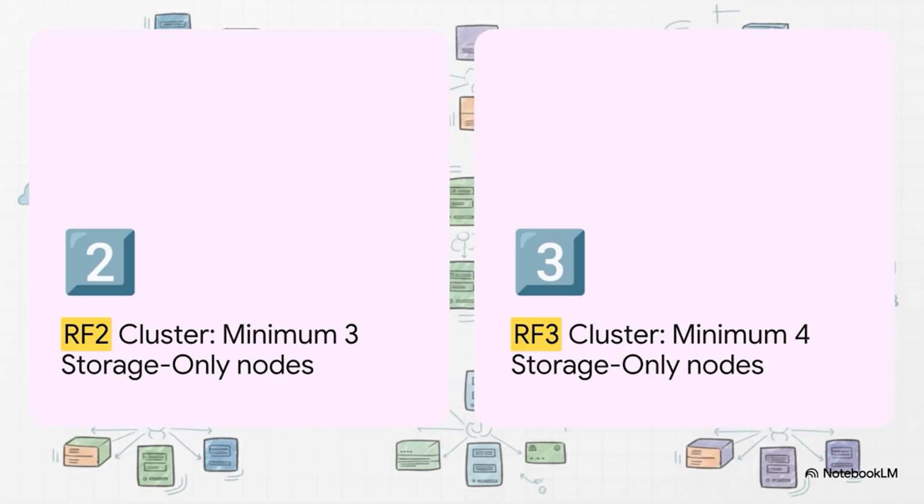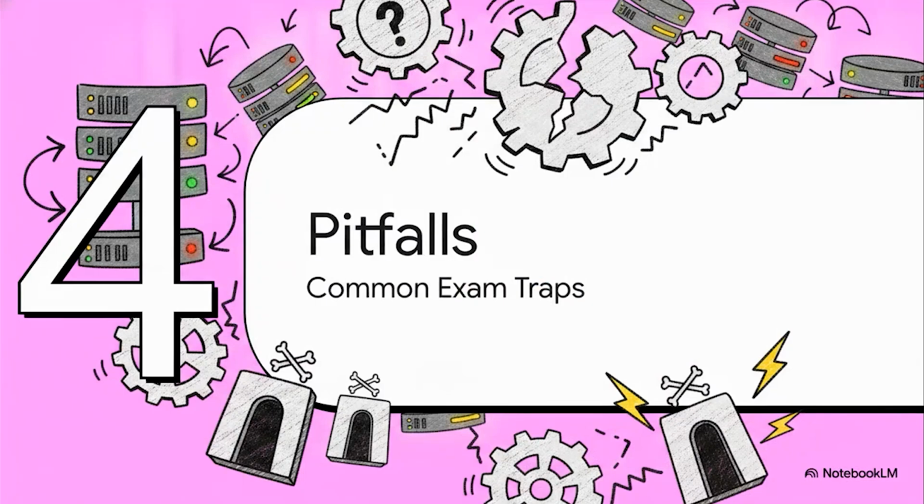Why the extra node? Because if one of those massive storage-only nodes drops offline, the cluster desperately needs enough distinct surviving SO nodes to rebuild those huge extents without violating the replication factor separation rules. Never, ever deploy just 1 or 2 high-capacity storage-only nodes and trick yourself into thinking your cluster is resilient. It's an illusion. Okay, section 4, pitfalls, common exam traps.